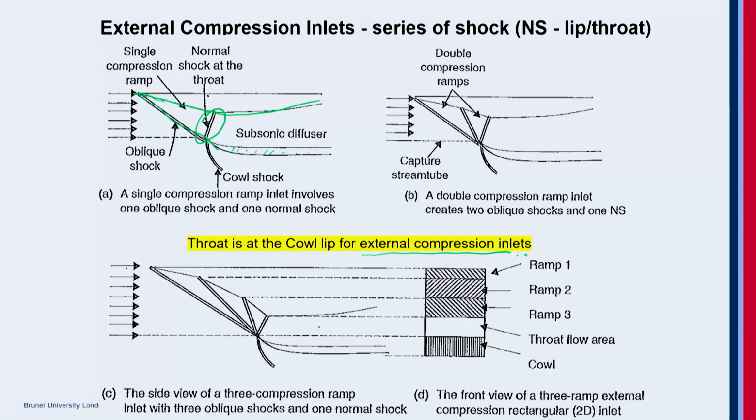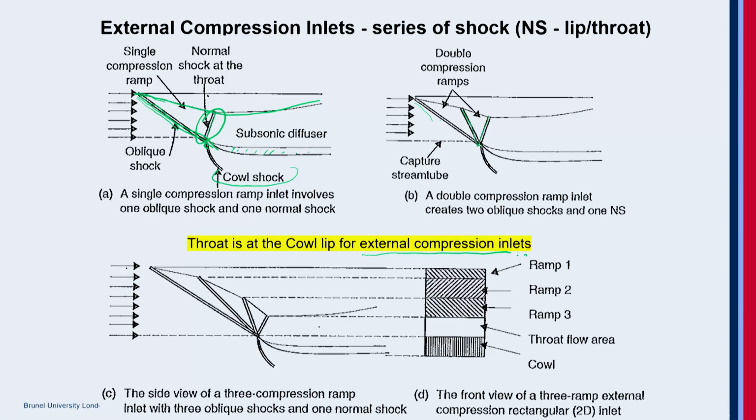And there are a lot of things with the position of the shock also. There's a lot of things going on here. Here the oblique shock is placed exactly on the cowl lip, and the normal shock is placed at the throat. Now here in a double compression ramp, you have an oblique shock from the leading edge, and then the second oblique shock from the second part of the compression ramp, and they're all placed on the cowl lip, and with a normal shock at the throat.